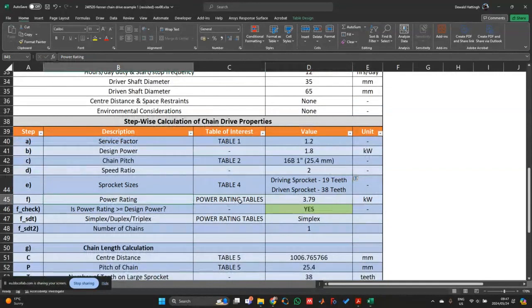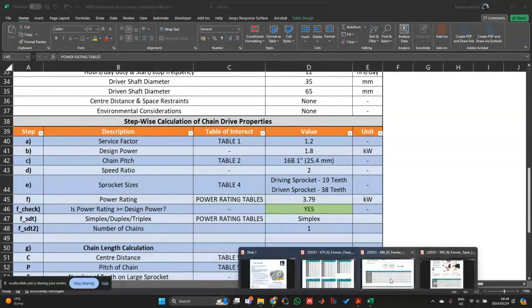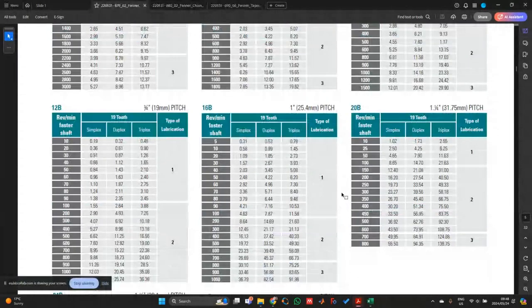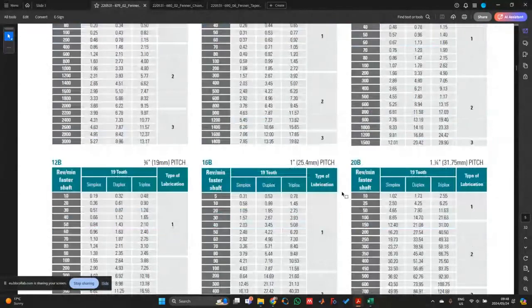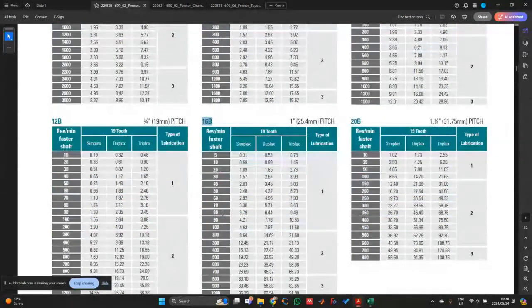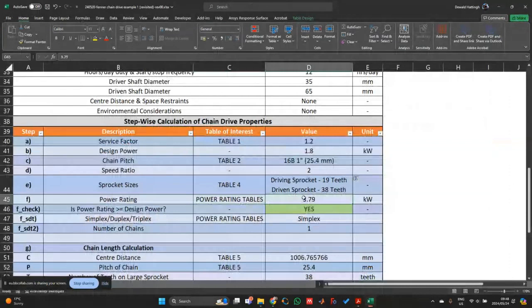Regarding the power rating, we got that from the power rating table. If I go back to, I think it was this one, this is on page 5, where you have your power rating tables. We got this from the 16B table. At 80 RPM for a simplex design, we had 3.79 kilowatts. If we look back over here, you'll see it's 3.79. And then we just ask, is this power rating greater than or equal to the design power? Yes, it is. So then we can use the simplex design.